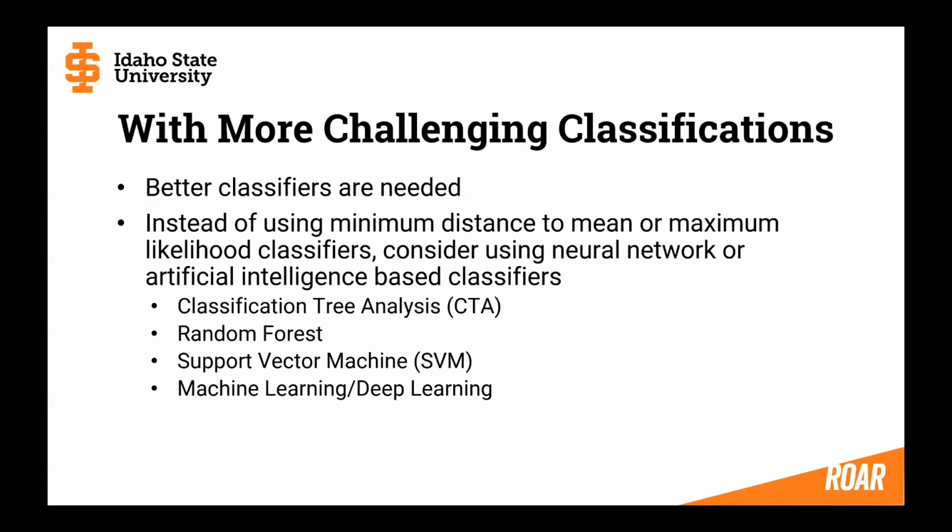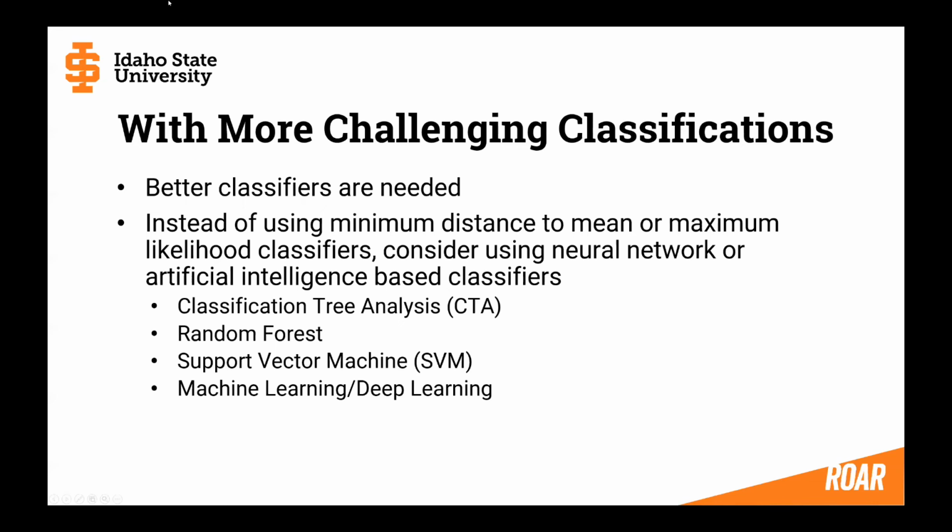So instead of using something like minimum distance to means or maximum likelihood, let's start considering using artificial neural networks or artificial intelligence-based classifiers. They sound kind of scary. They sound like they're way out there. I can't do that. Well, sure we can. In fact, they're already available to us in software like Imagery and ArcGIS Pro. We have the classification tree analysis, CTA. We have random forest, support vector machine, and machine learning, deep learning.